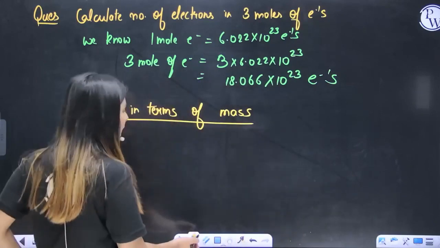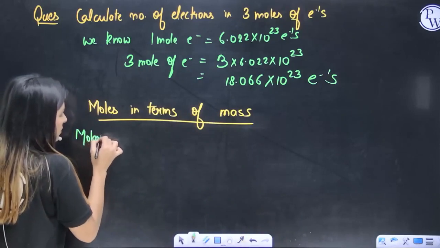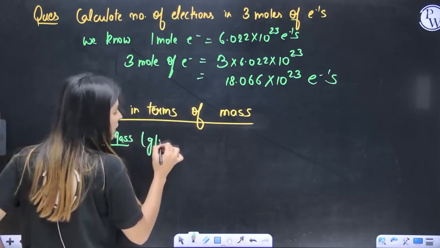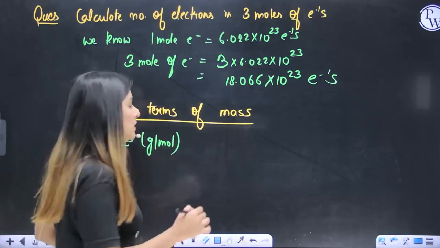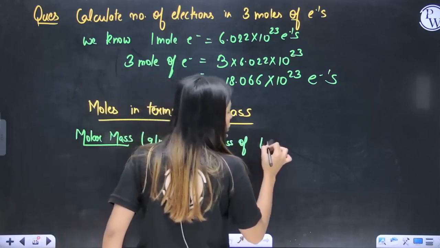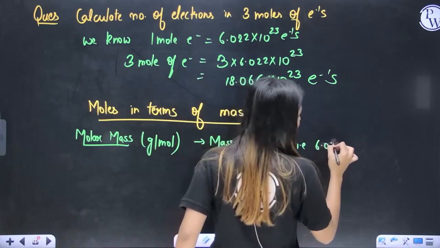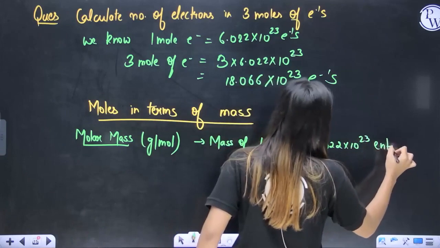See, for that you need to understand what molar mass is. Actually, my dear students, molar mass is given in grams per mole. This is the unit of molar mass. And what is molar mass? It is the mass of 1 mole, that is 6.022 into 10 raised to the power 23 entities.